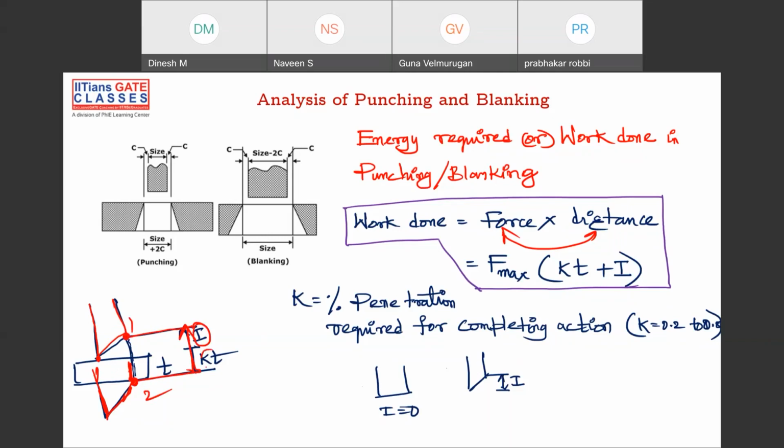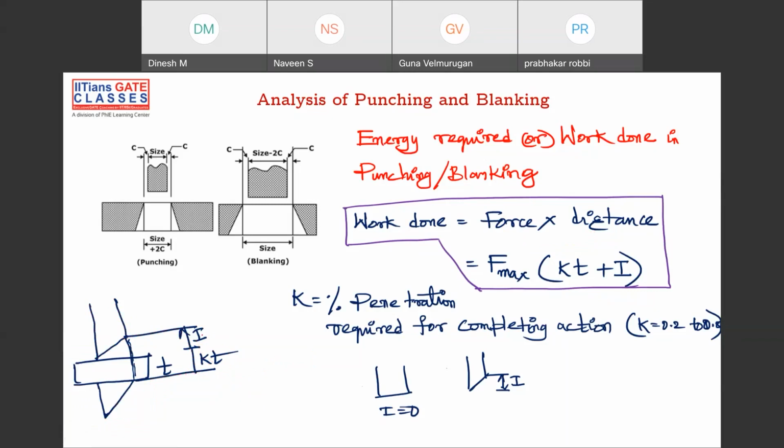And this is your penetration into the thickness. If this K is equal to 1, it is full penetration. If K is equal to some value, then it is not. K obviously cannot lie outside 0 to 1, it lies between 0 and 1. So if K is equal to 0, there is no penetration. If K is equal to 1, it's full penetration.